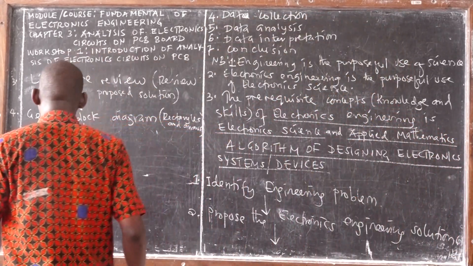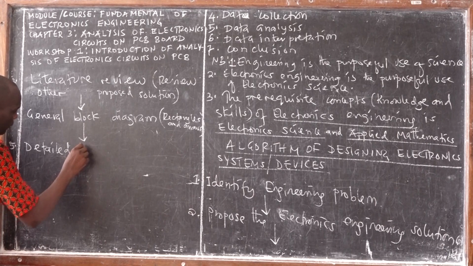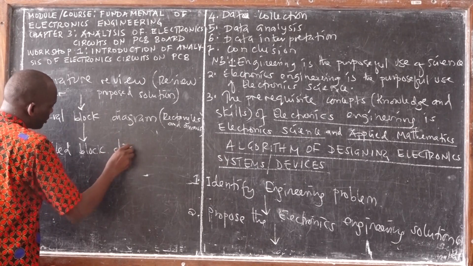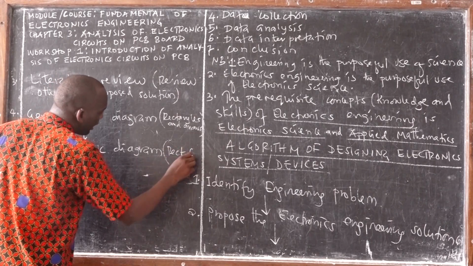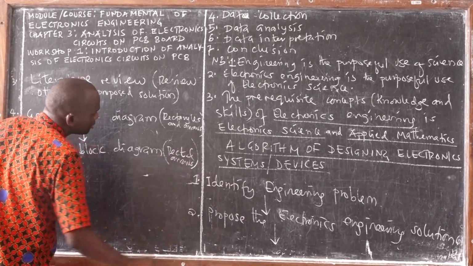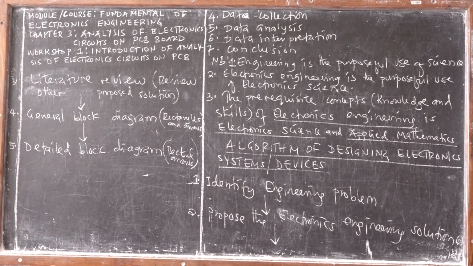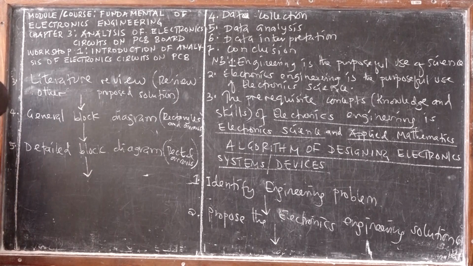Yes. So the next step, number 5, once you have the general block diagram, you can draw another block diagram, which you call the detailed block diagram. Also here we are using rectangles and arrows. Are we together?